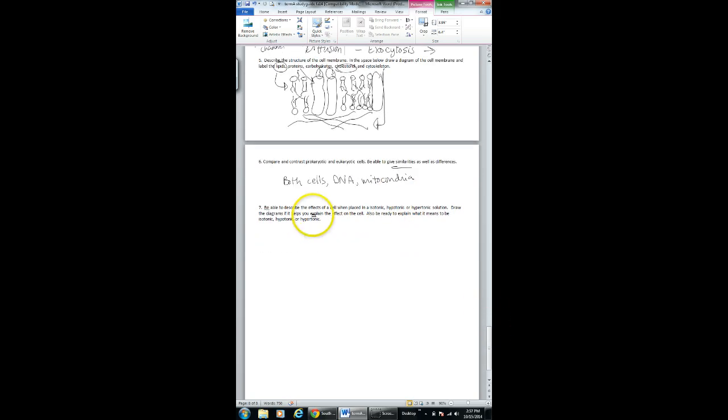All right, and then be able to describe the effects on the cell while placed in isotonic, hypertonic, and hypotonic solutions. And you can draw diagrams to help you understand this a little better. So when you have an isotonic solution, okay, that means the solution around it, we have a cell, everything is going to be equal. That means they're both kind of like a medium concentration, and there's the same concentration on the inside and the outside. Okay?